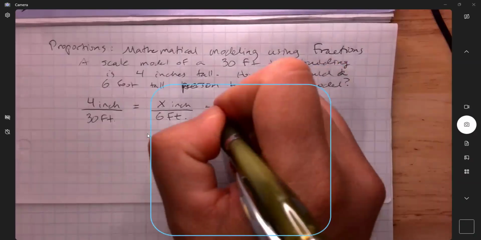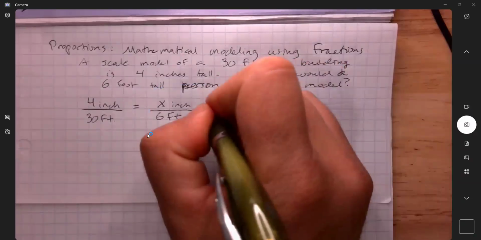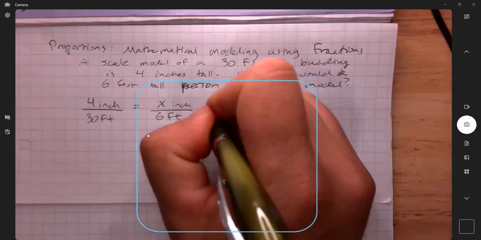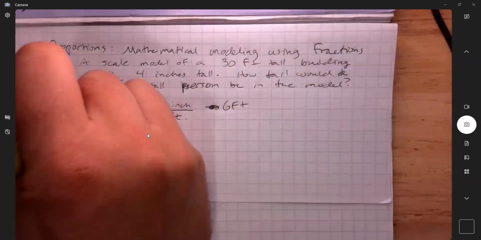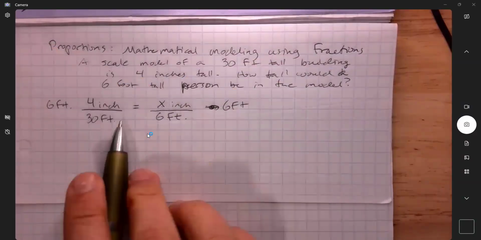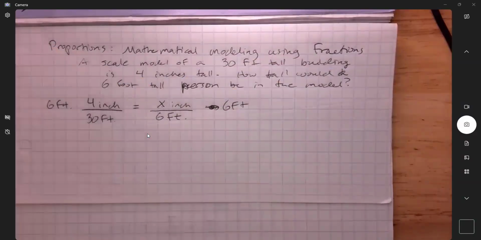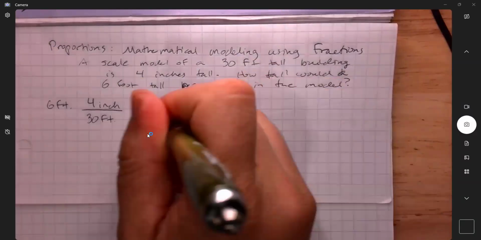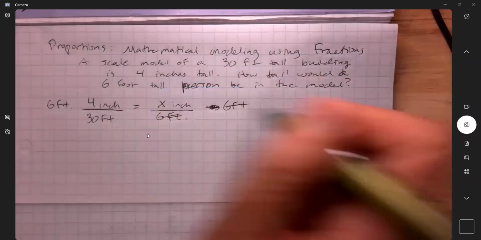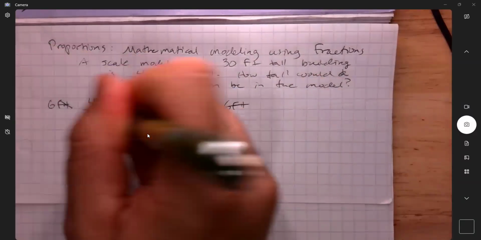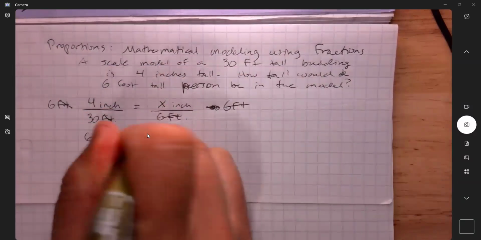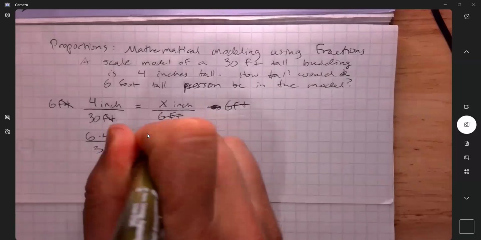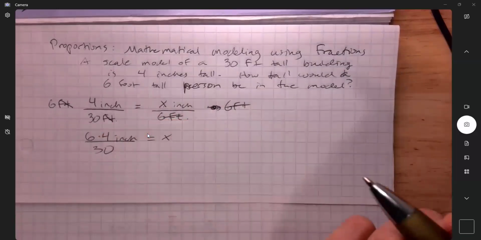So I'm going to multiply both sides by 6 feet. And actually, by keeping the units, it'll help us see how the units cancel. So I multiply by 6 feet here and here. The feet units cancel, and I get 6 times 4 inches over 30 should be X.